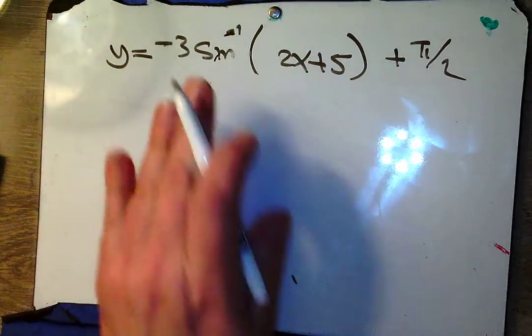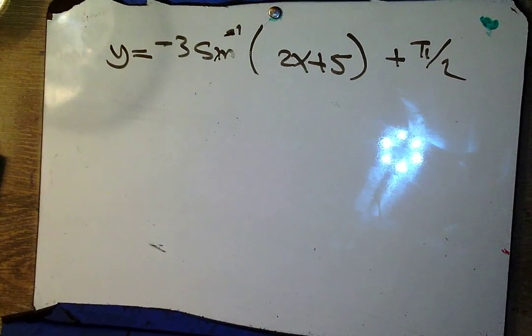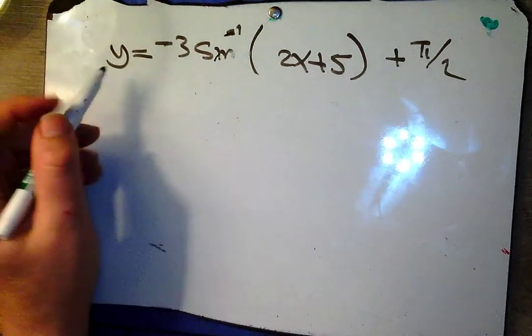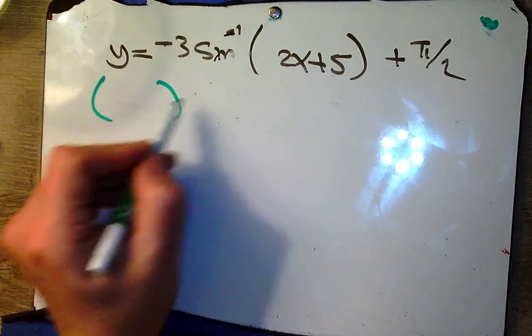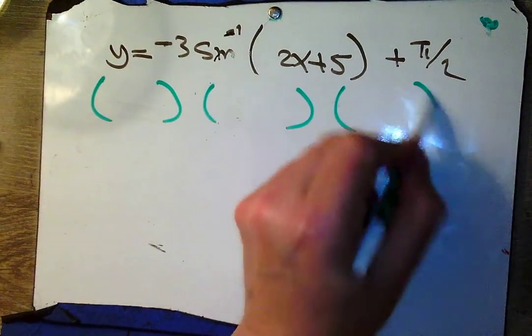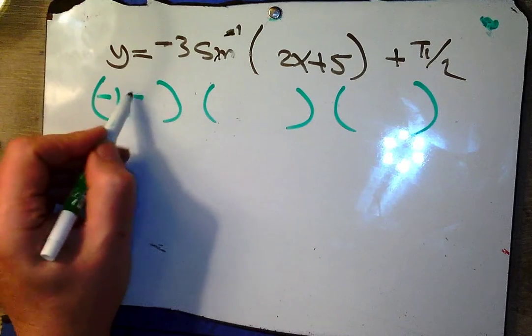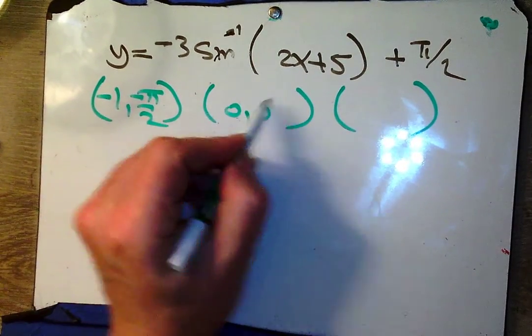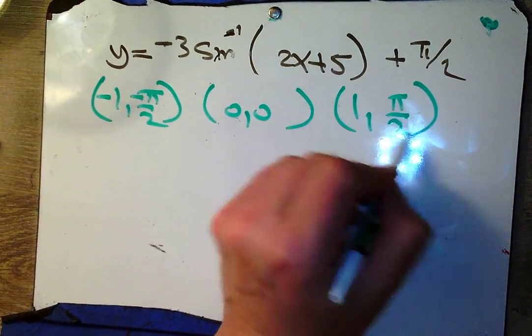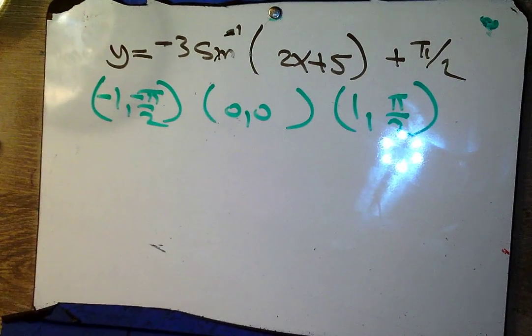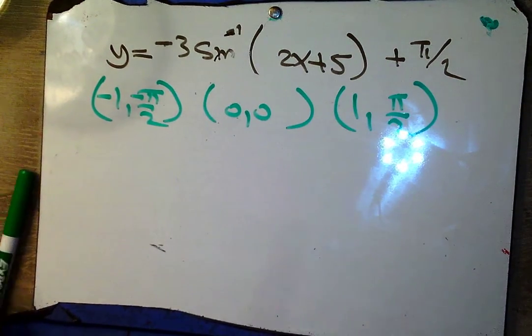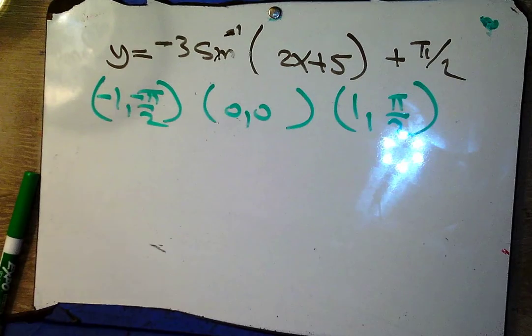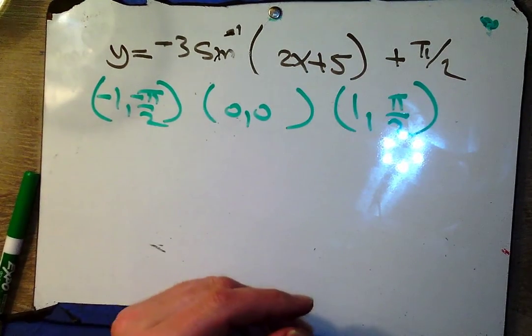This is inverse sine. And so what I'm going to do to graph this is to say, okay, I know my reference points for inverse sine. We're at -1, negative pi over 2, 0, 0, and 1, pi over 2. And I'm going to apply these transformations. In fact, you should go apply these transformations. Pause the video and come back when you're done, and we'll take a look at this.